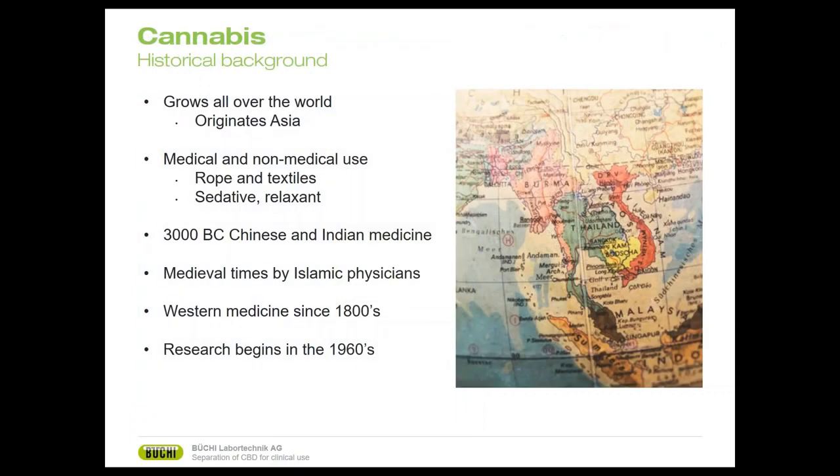So let's start. Cannabis is a very old plant that originated in Asia. In the past, it was used for both medical and non-medical purposes. Since it contains very durable fiber, it was especially used for rope production and textiles for non-medical purposes. It was also used as a medicine and sedative in Eastern and Islamic cultures. In the 1800s, it was used as a medicine in Western cultures too. After becoming illegal in the early 1900s, cannabis started to be used less and less, and research could only begin in the 60s.